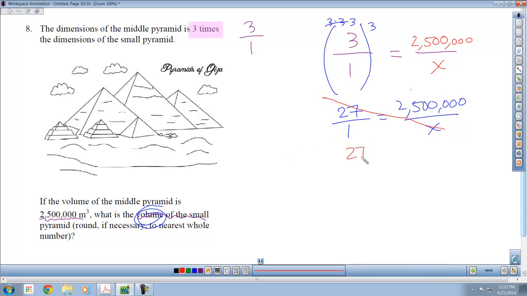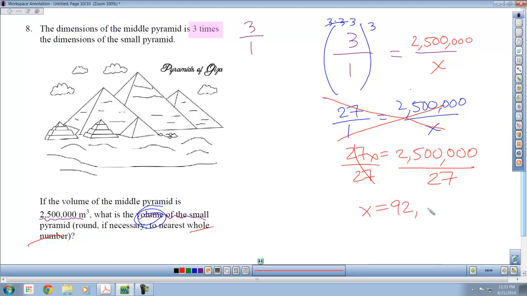Alright, let's cross multiply. 27 times x is 27x, and 1 times 2,500,000 is still just 2,500,000. We'll divide both sides by 27, and we'll end up with what x is equal to. And it does say we can round this off to the nearest whole number. So on my calculator, I'm going to type in 2,500,000, and I'm going to divide it by 27, and it comes out to equal 92,592 point 5, and I'm going to round off.